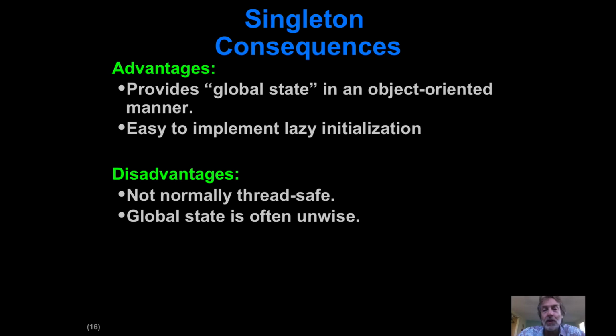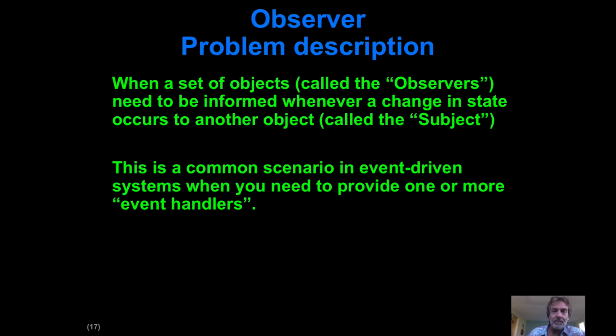In fact, a lot of people call the singleton an anti-pattern, something you shouldn't do. And I'll talk a little bit more about anti-patterns at the end of this lecture. But if you need global state, if you're convinced you need global state in an object-oriented system, then the singleton pattern is the canonical way to try to do that.